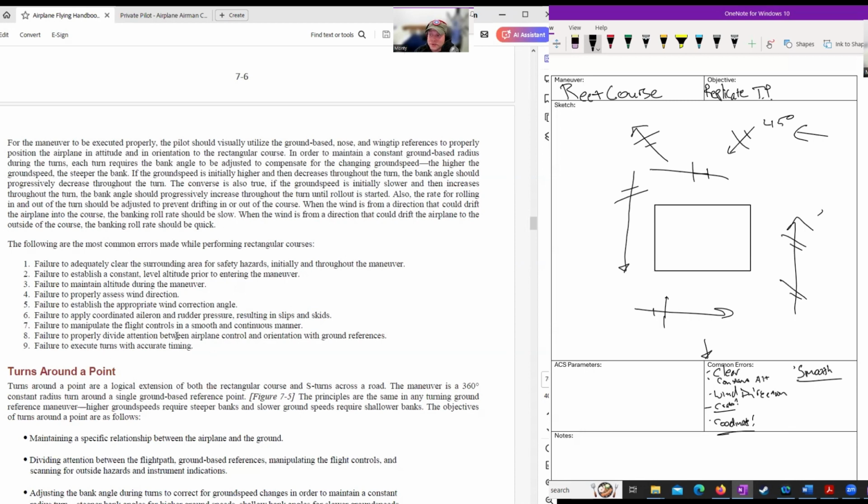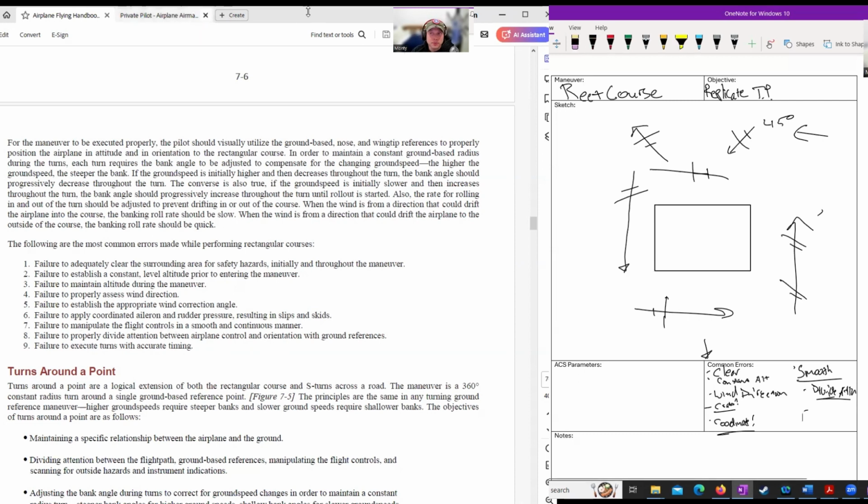Failure to properly divide attention between the airplane control and orientation with ground references. Divide attention. And failure to execute turns with accurate timing. So yeah, those are all your common errors.